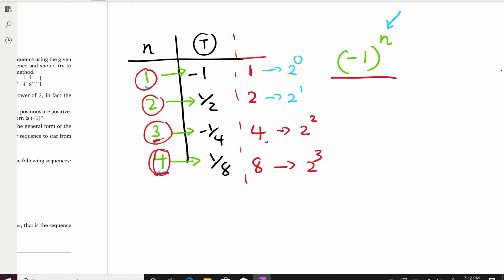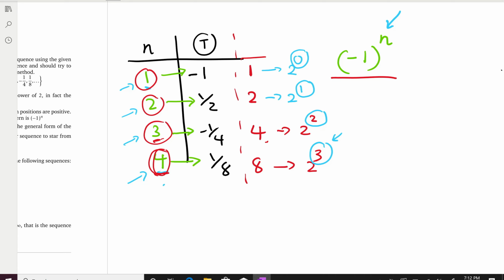Right. Can we come up with a pattern here? See, now look at the power and the position. Here you have 0 and here you have 1. Here you have 1 and the position is 2. Here you have 2 and the position is 3. Here you have 3 and the position is 4. So position is always 1 less than the power, or the power is always 1 less than the position, right?